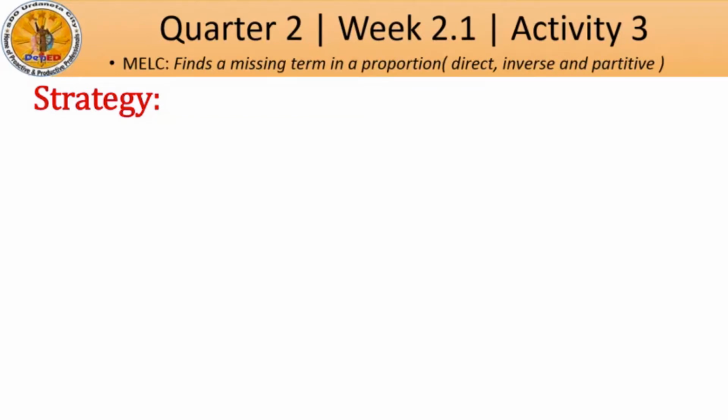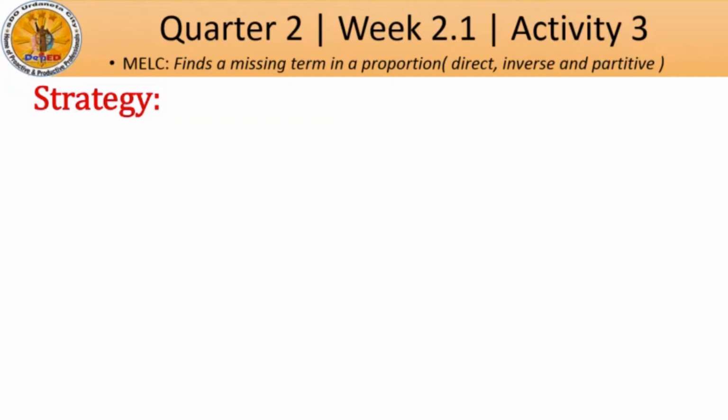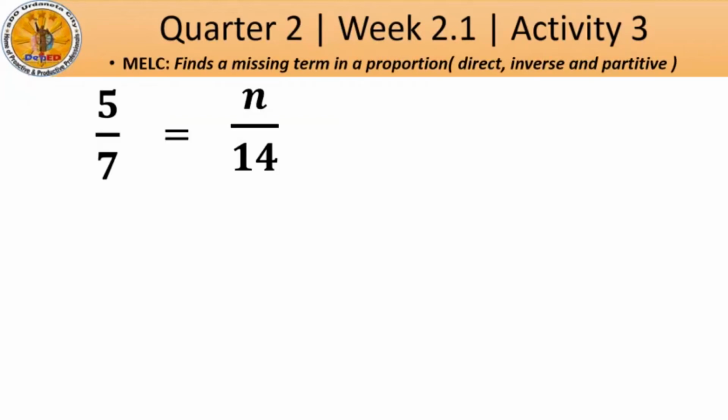Before we proceed in finding the missing term, let us remember this strategy. First is to write the proportion correctly. Second is to let n be the missing term. And lastly is to use cross products or cross multiplication. In our example, our proportion is 5:7 as to n is to 14. Let us now find the missing term.